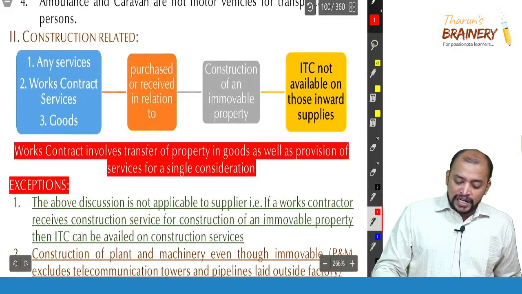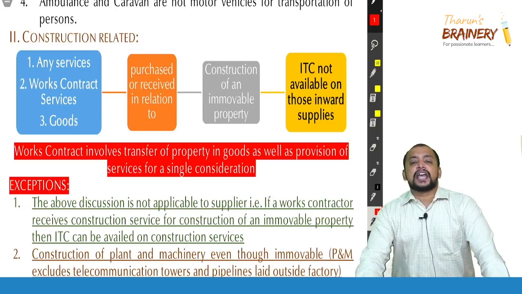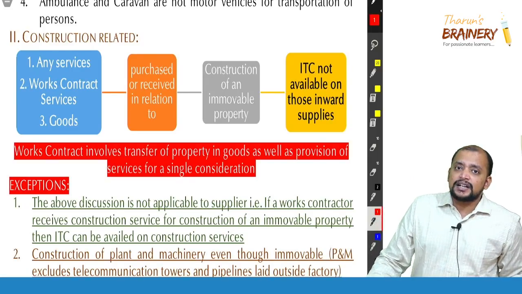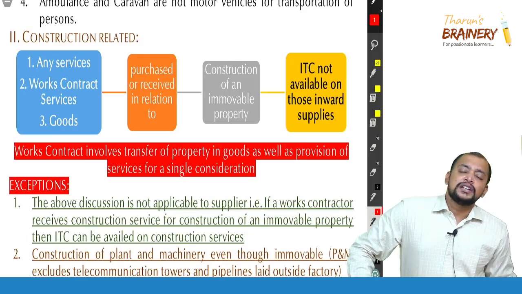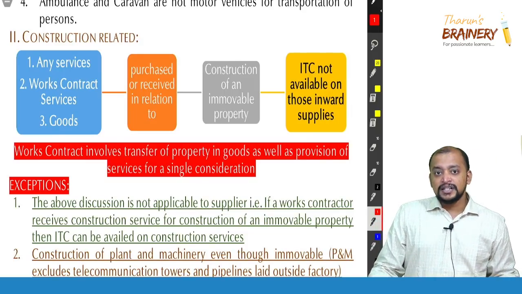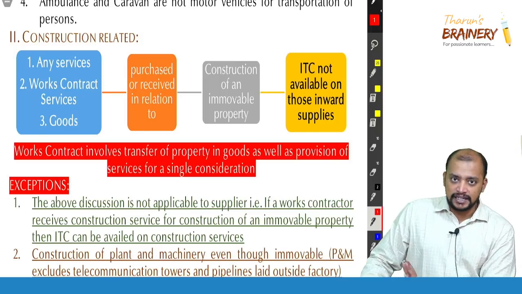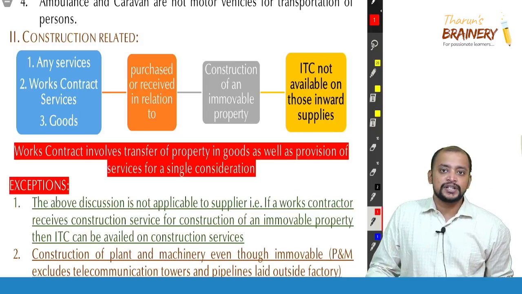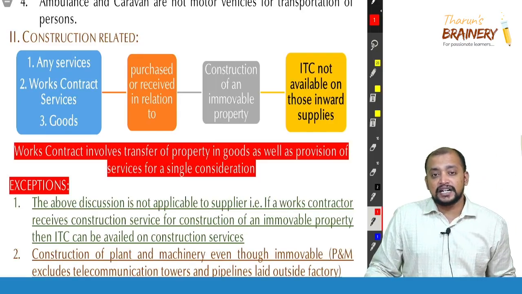Next, ambulance and caravan. Ambulance and caravan are not motor vehicles for transportation of persons. These are specially designed motor vehicles, so always eligible for ITC. Okay. So these are the 4 special points related to motor vehicles. So we completed motor vehicle related blocked credit.